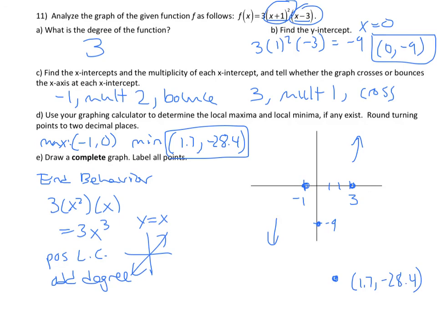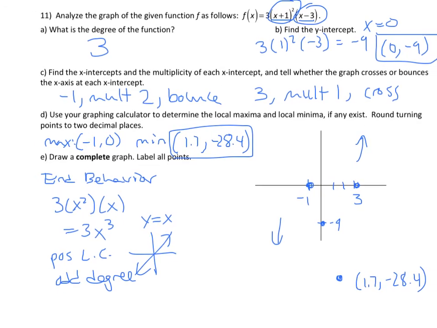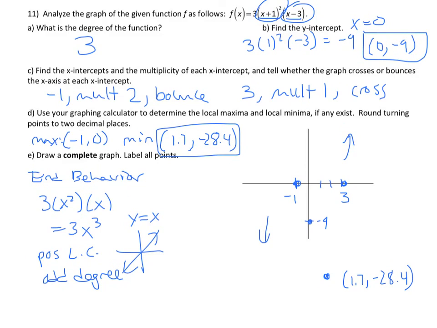Okay. Now if we draw the graph, starting with the end behavior, I start down here on the left side, and I go up through -1. It's supposed to bounce off this x-intercept, so I'm going to bounce and go back down and through the y-intercept and down through this minimum point. And then we go up through the x-intercept 3 where it's supposed to cross, so it keeps going up. And there would be the shape of our graph.